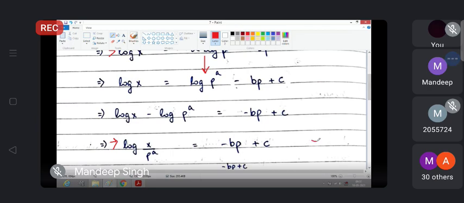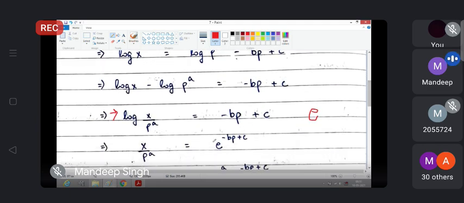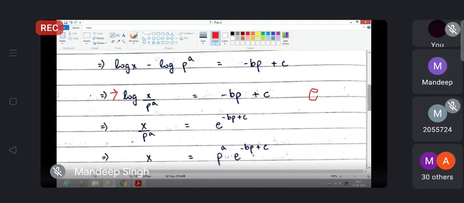To cancel the log, we take e. We get x over p^a is equal to e raised to the power minus bp plus c. Taking p^a to the right hand side, we have our demand function: x is equal to p raised to the power a into e raised to the power minus bp plus c. Are these questions clear? Yes. Anybody has any doubts?